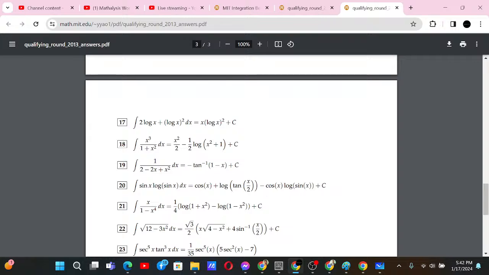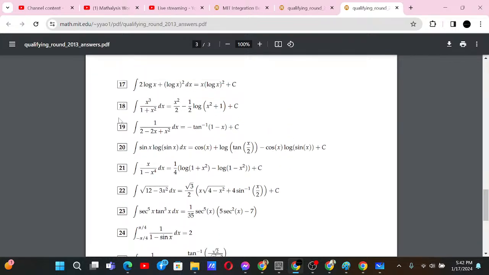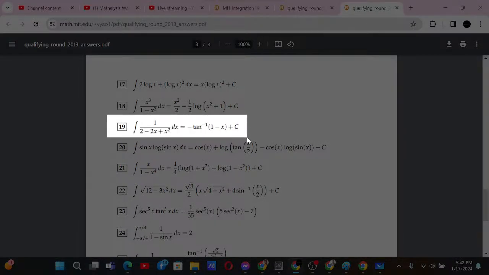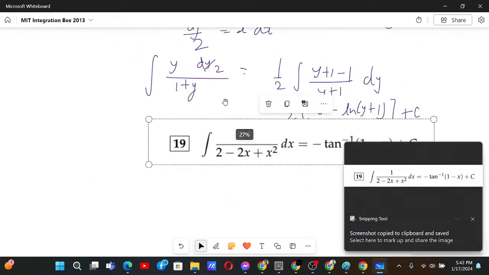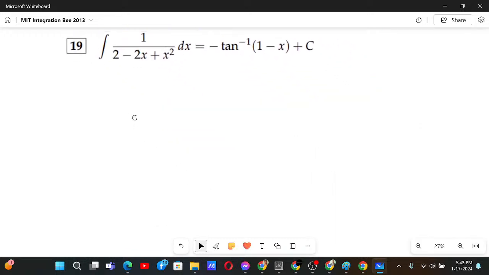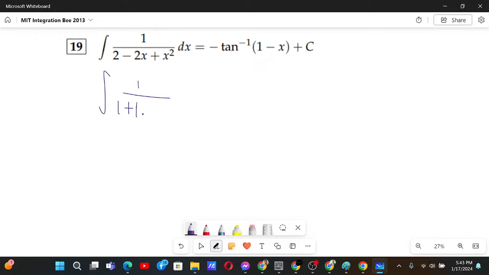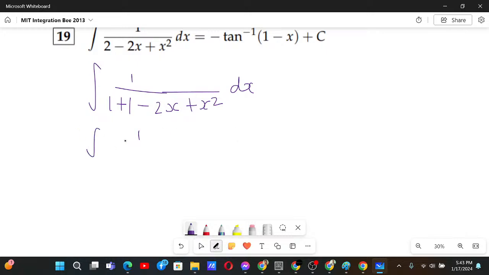Next problem is this one. This problem is not that hard, I guess. I don't think this would be hard. So we have 1 plus 1 minus 2x plus x square. Now you should notice that this is actually 1 plus (1 minus x) whole square.